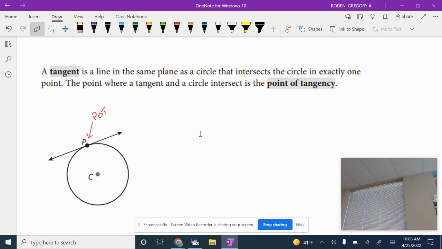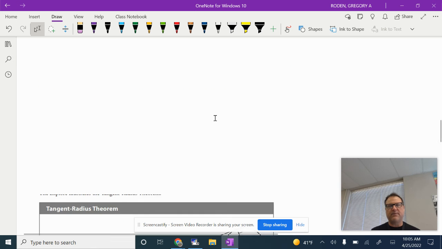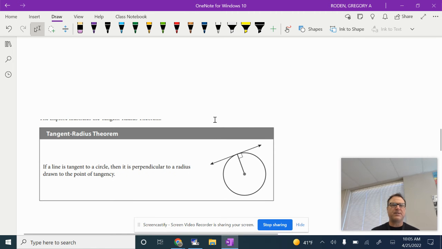Now we're going to get that theorem into our books, and we're going to use it whenever we want. It's called the tangent radius theorem. If a line is tangent to a circle, then it is perpendicular to a radius drawn at the point of tangency. And Xavier, I am making this up and recording this, so you can just pick up from here. Thanks, Xavier.